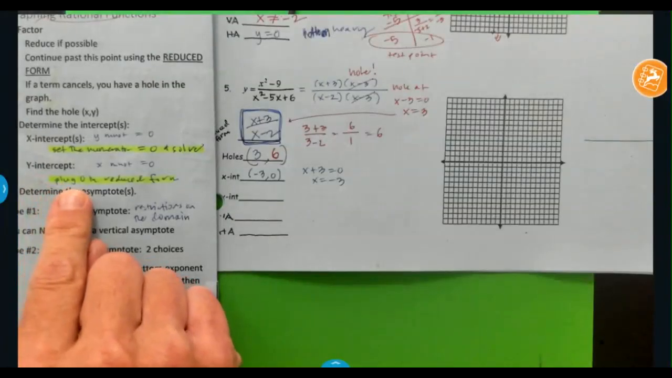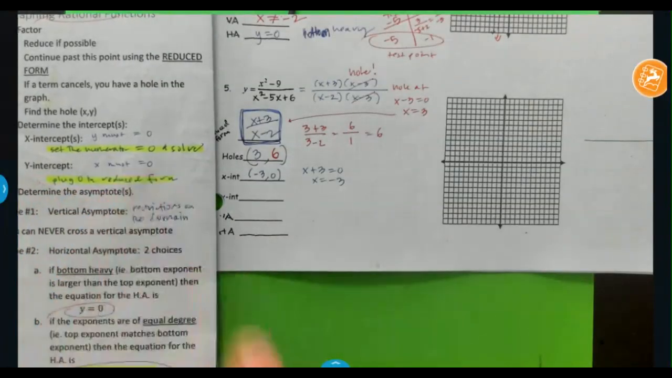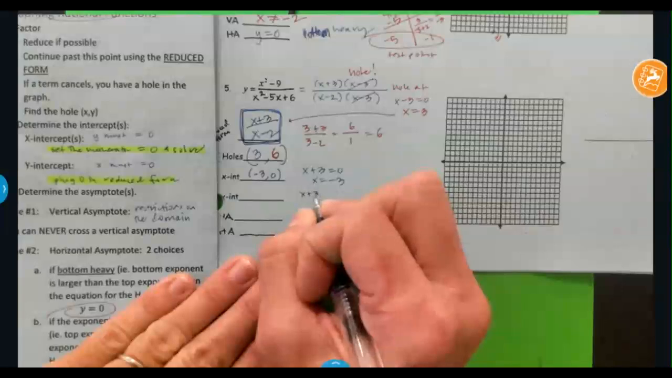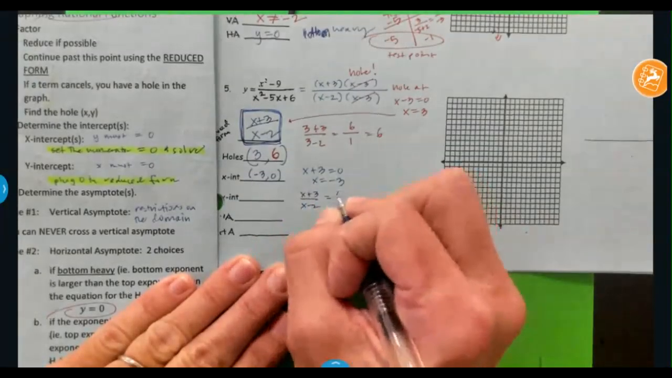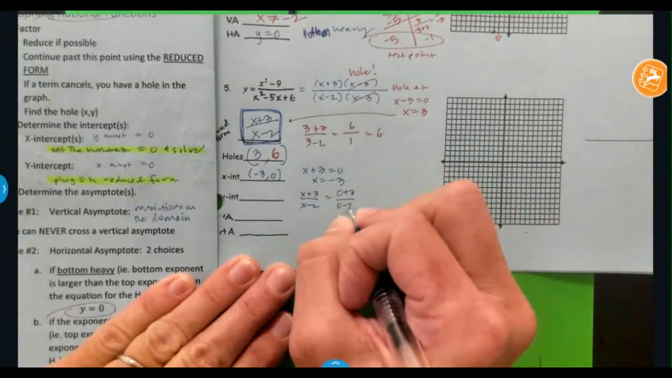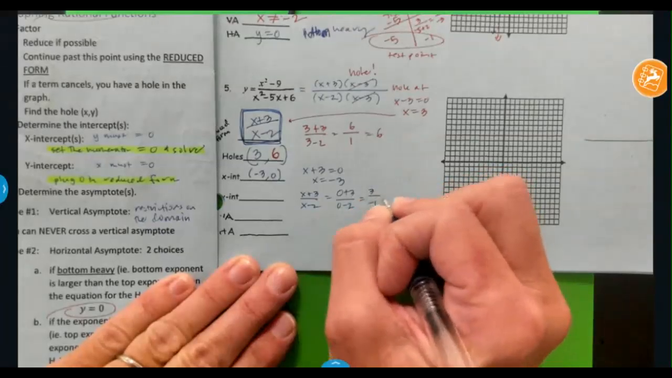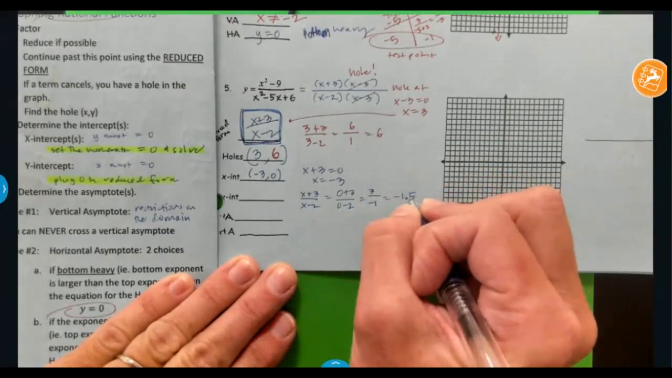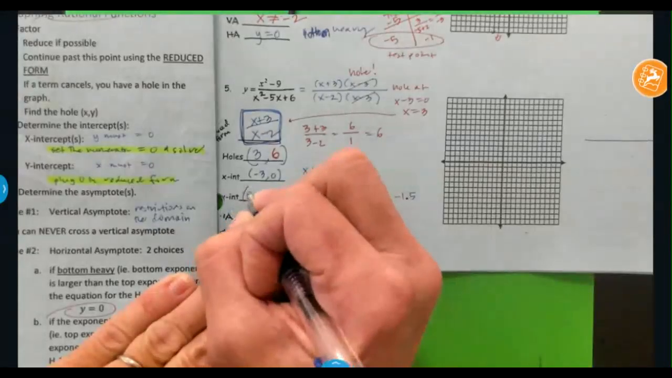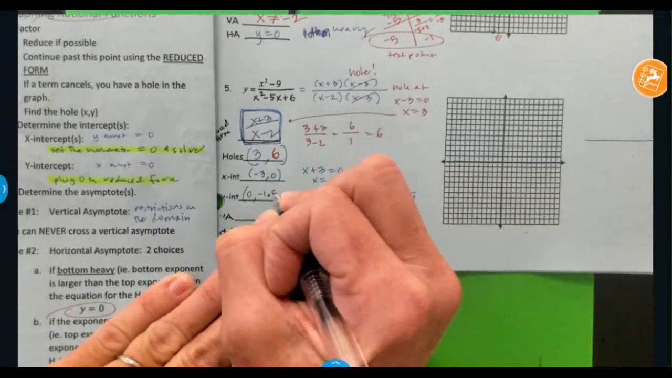To get the y-intercept, we're going to plug a 0 into reduced form. So go to reduced form because you always go back to reduced form. It's x plus 3 over x minus 2, and we're going to plug a 0 in to get our y-intercept. It's going to be 3 over negative 2, which is negative 1.5. So my y-intercept is (0, -1.5).